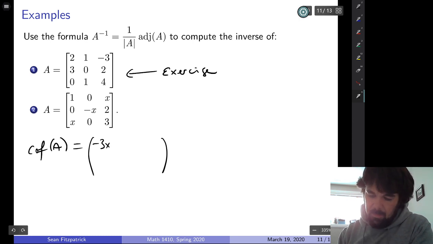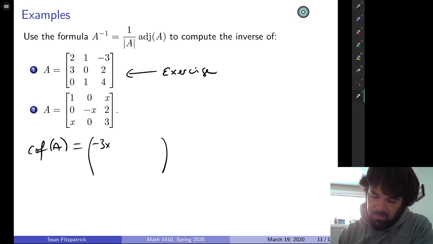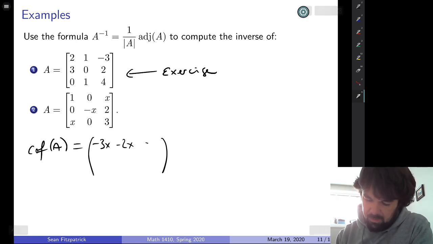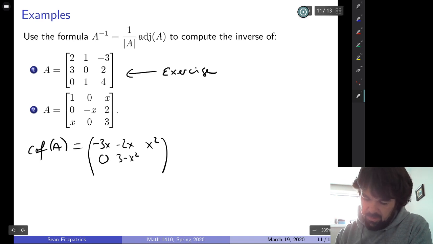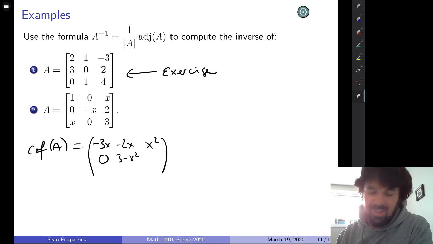Okay. And then the 1, 2 cofactor, I'm going to have minus 2x. And then for the 1, 3 cofactor, I'm going to have x squared. Okay. Then I'm going to have 0. I'm going to have 3 minus x squared. Oh, I got to be careful. I'm missing a minus sign, aren't I? Haha. Let's remember our signs.